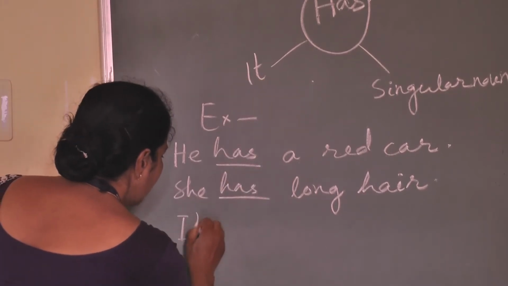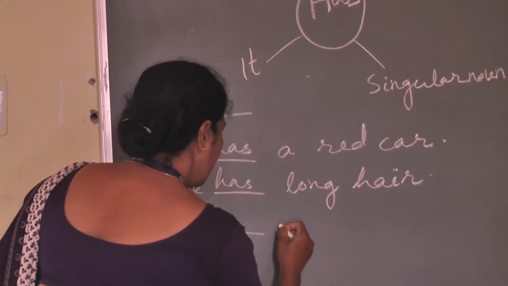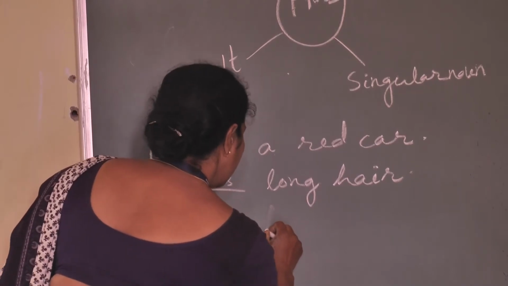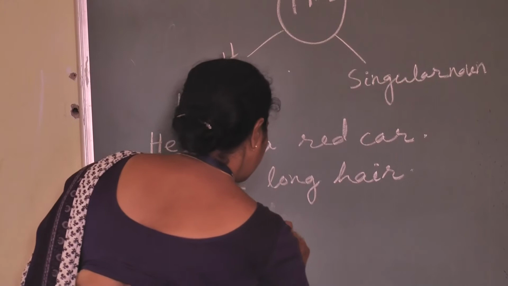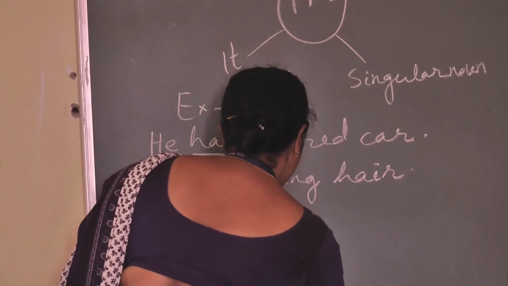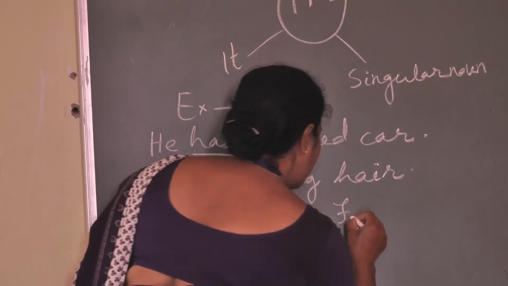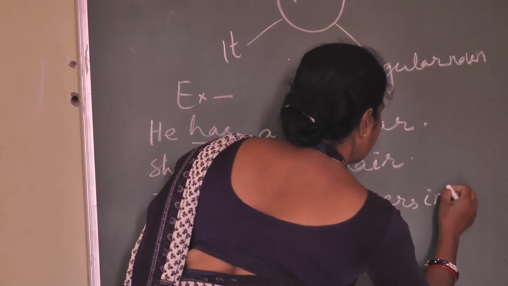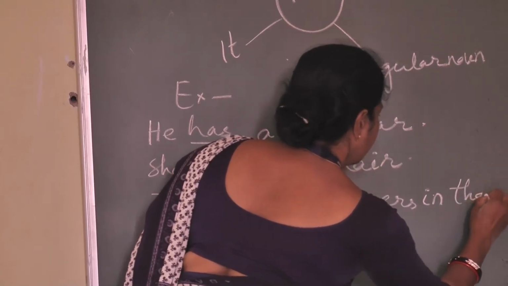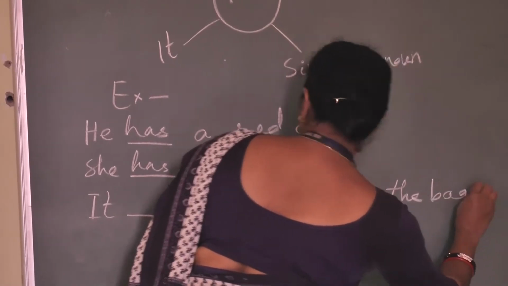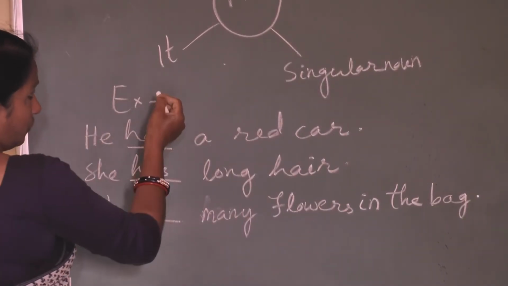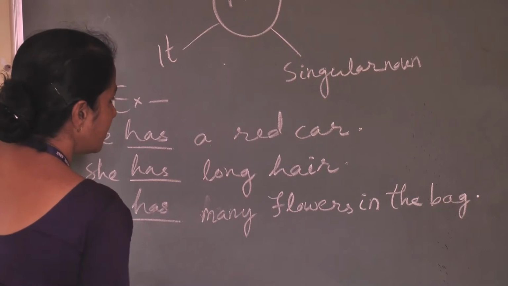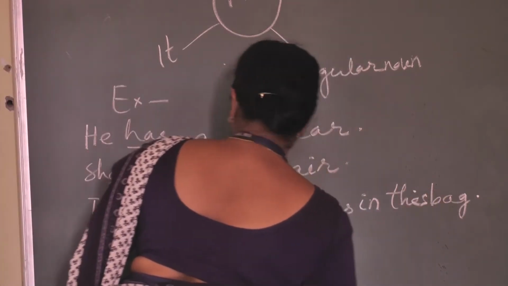It, the word it dash. See children, we use has for it. It has many flowers in this bag.